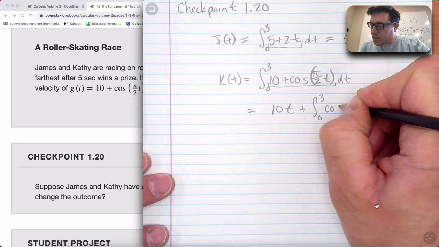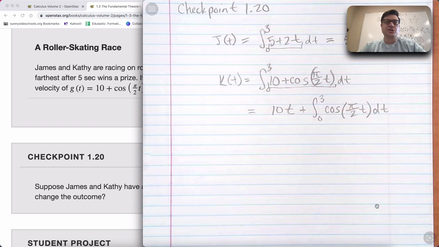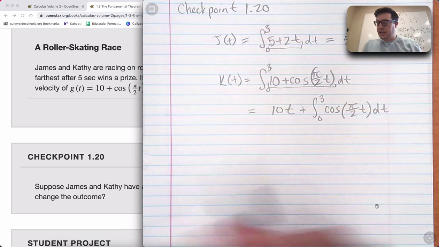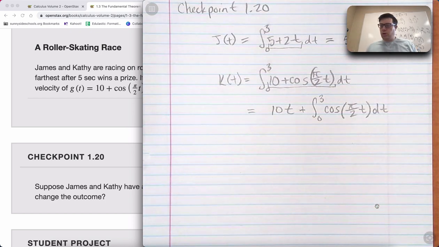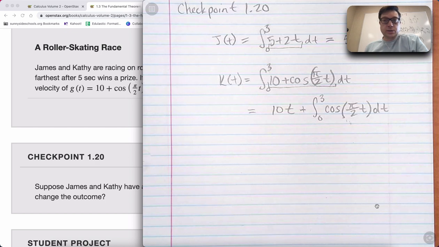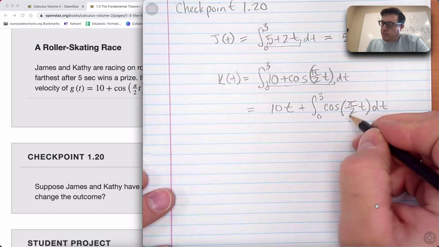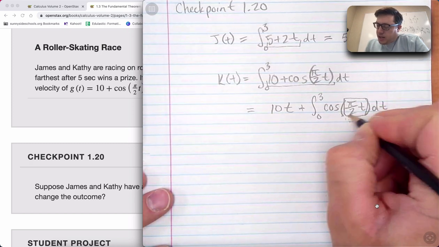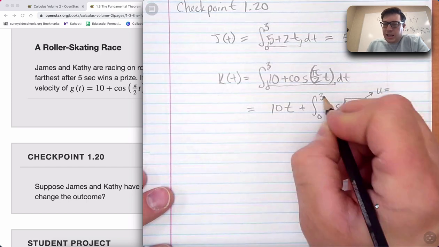I have cosine of pi over 2 t dt, and there's a problem, right? If I do a straight antiderivative analysis, I'm going to eventually have the result. But if I do the derivative and work my way backwards, I have to get cosine of pi over 2 back. So something to consider in this problem is I'm going to take this right here and call it u. We saw that in the previous examples with the limits of integration.